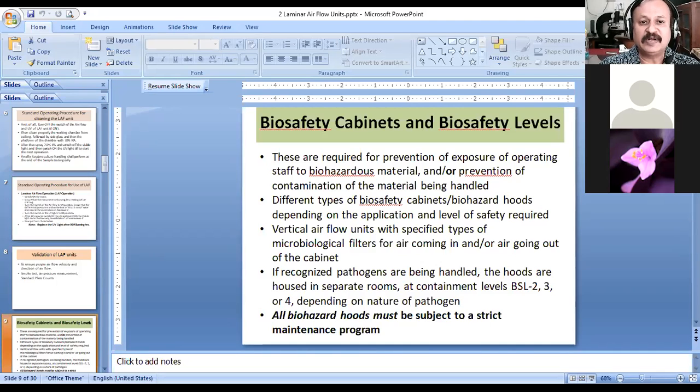Then depending upon the type of application, we have different types of biosafety cabinets. We are going to see one by one the biosafety cabinets, and we are also going to see the biosafety levels which are maintained in any microbiological facility, or in the industrial setting, I would say. What is the type of requirement which is there in the industry?